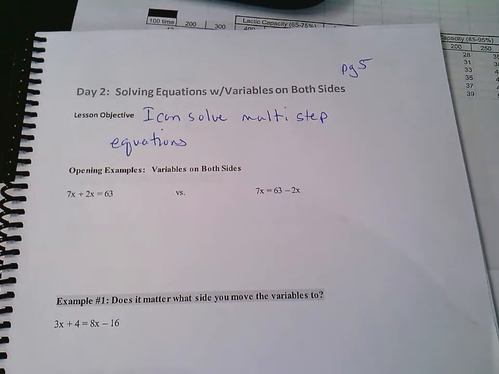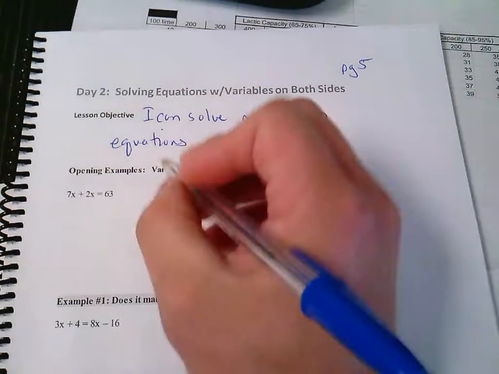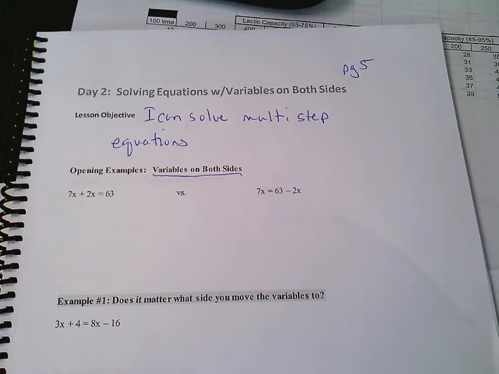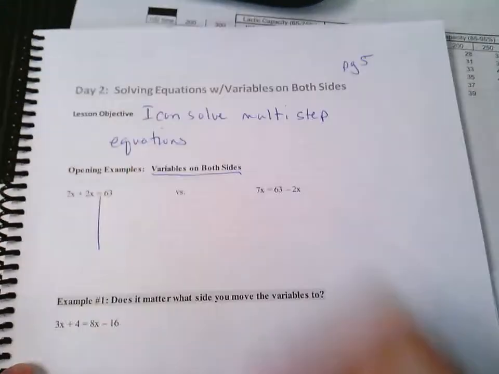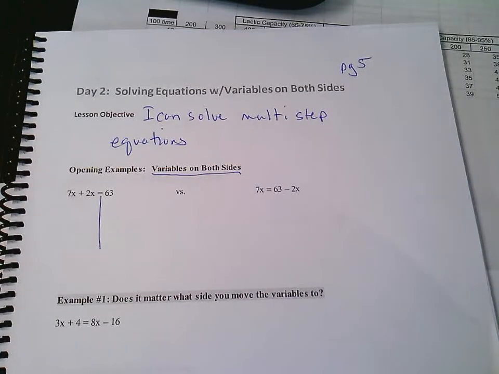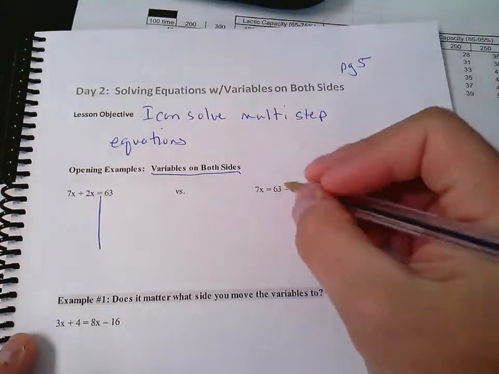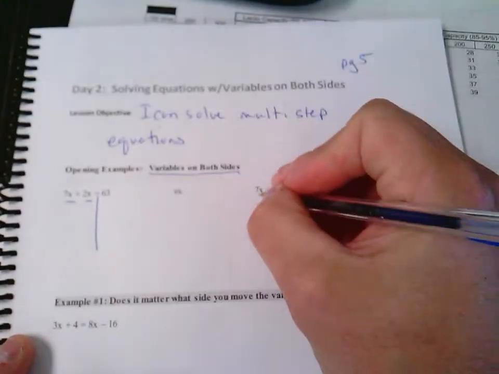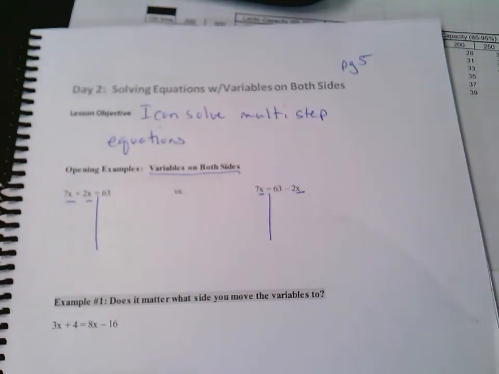So the opening example is going to talk about what happens when you have variables that appear on both sides of the equation. All right, so I've got two different equations, both that look very similar. Here I've got 7x plus 2x is equal to 63. I'm drawing a line down the equal sign. And then over here, so you got variables on the same side. And then on the right side, you've got variables that appear on both sides of the equation. All right, and what we do is something very, very different for both of them.